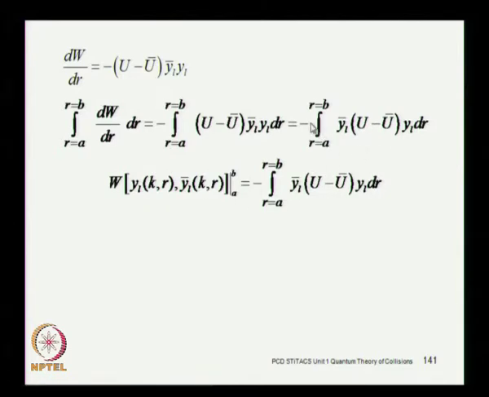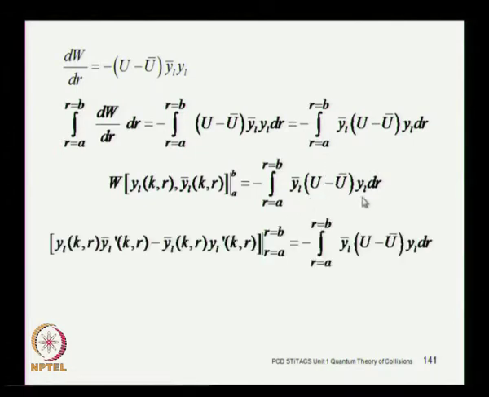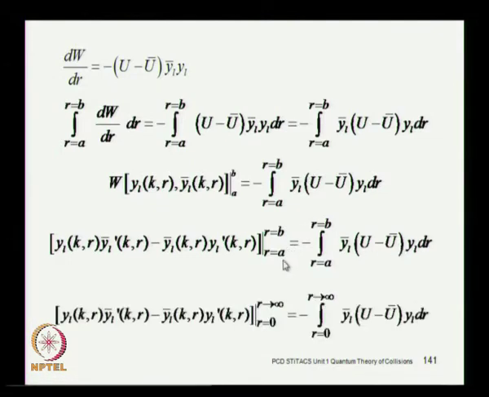On the right hand side, you have got this integral with a minus sign, r going from a to b of this y bar u minus u bar y dr. So, let us write this Wronskian. This is the definition of the Wronskian. Then we will have to consider the value of the difference of these two terms at the lower limit and subtract it from the corresponding value at the upper limit, and this will be equal to the right hand side. Okay. And now a and b are any two values of r.